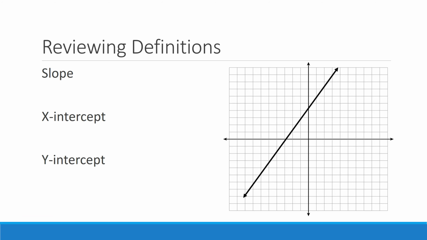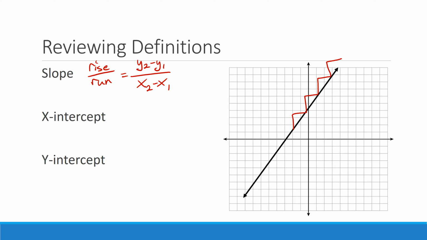First of all, let's review some definitions. Remember that slope is the ratio of how much a line is rising to how much it is running, and we define it by the following equation: y2 minus y1 over x2 minus x1. It's how much the line is going up and over, up and over. That quantity will always be the same for the line.